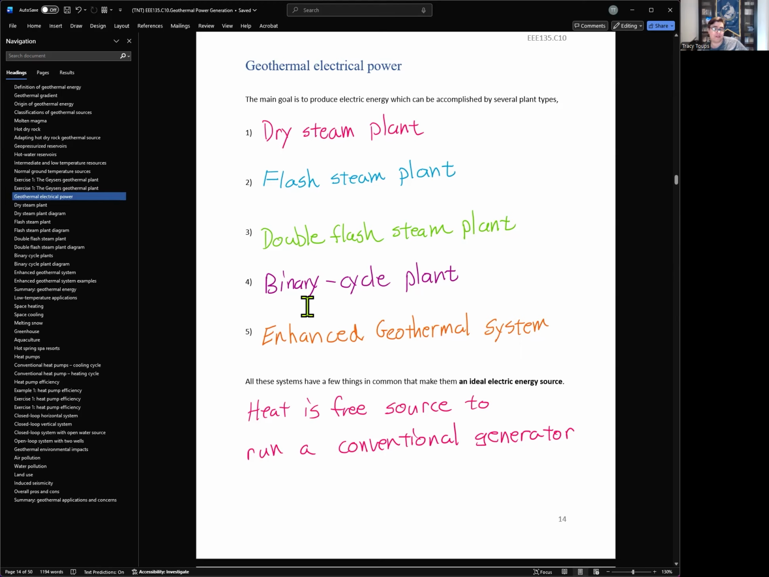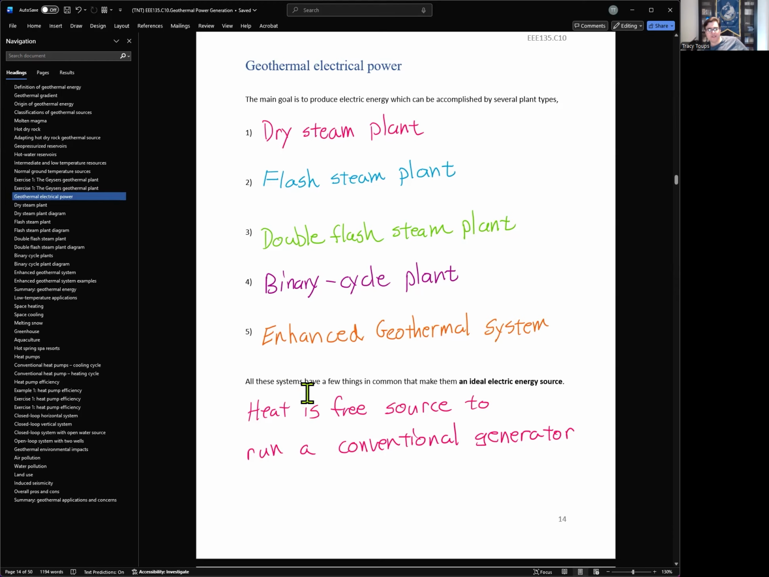Lastly, there's the enhanced geothermal system. This is basically a purely man-made system where we do a lot of drilling and a lot of work to tap into a geothermal site, and we inject the water, and we pretty much make a geothermal site, and then we harness it for electric generation.